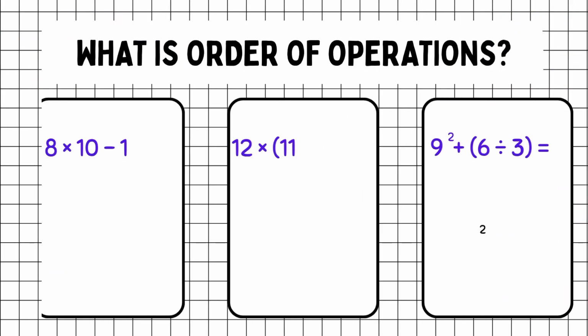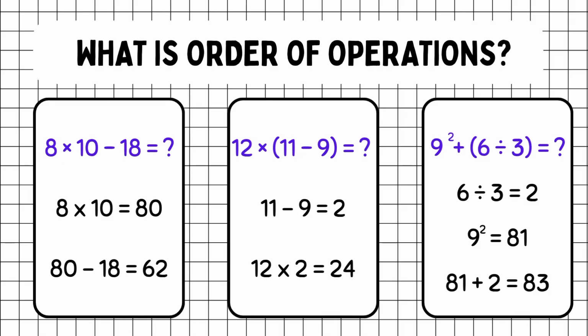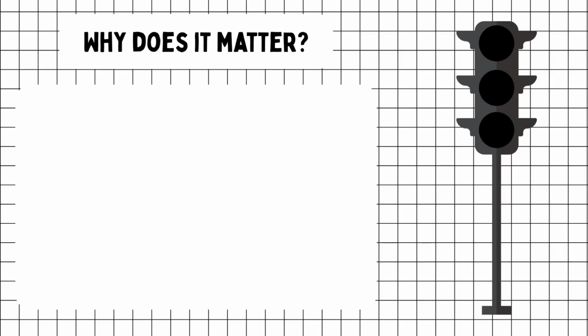The order of operations is the universal sequence we follow when solving calculations. It removes confusion and keeps maths consistent. No matter where you are in the world, this rule ensures that one problem always leads to one correct answer. Without this rule, maths would be chaos.